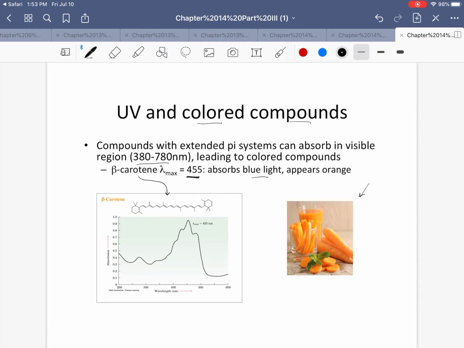Another example, you can look up the structure of chlorophyll, but that's also a highly conjugated system, and it actually has 2 absorbances. It absorbs in the blue and it absorbs red, so what's left appears to be green. So your leaves appear green because it has 2 absorbances. And that is where we're going to end chapter 14.